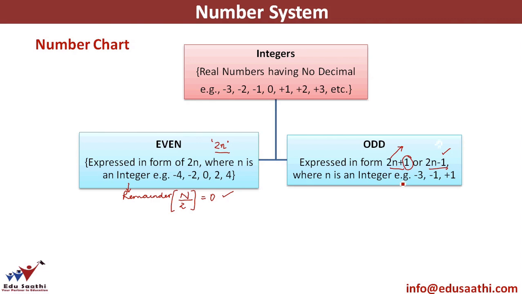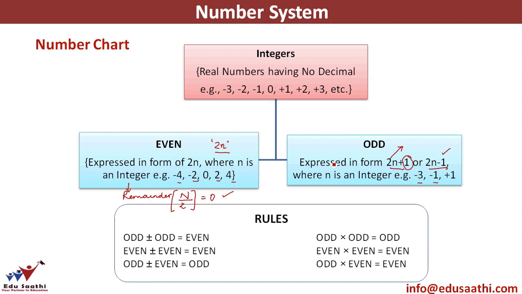So integers can be classified as even or odd. Minus 3, minus 1, all of them will be odd integers, and minus 4, minus 2, plus 4, all of them would be categorized as even integers. So let's look at some of the rules that we have. If you have two odd integers and you are adding them, you would get an even. So for example, 5 plus 3 adds up to give you an even.